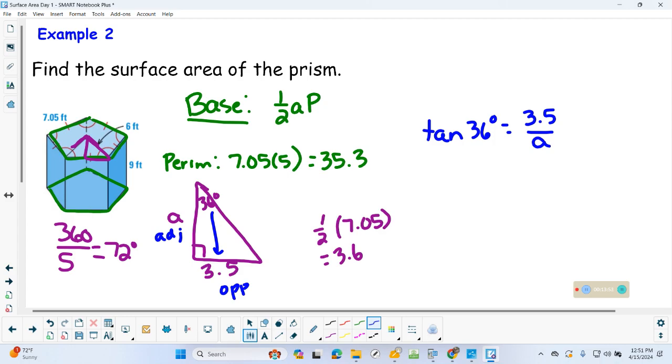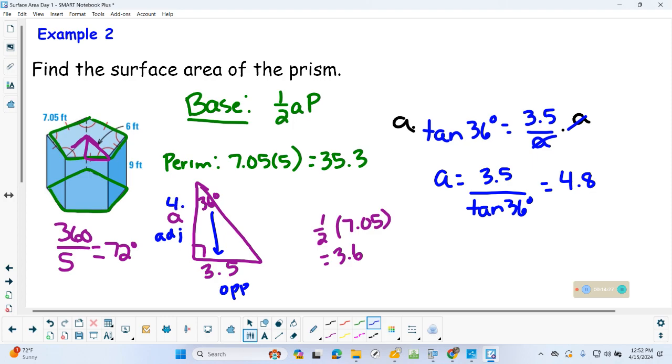Now, we got to do a little algebra to solve this. First, I'm going to clear the denominator. I'm going to multiply by A to get rid of it. Now, really from here, I think most of you could go straight to your calculator. To get A alone, how are you getting rid of times the tan of 36? Divide. So in your calculator, you're going to do 3.5 divided by tan of 36. And I'm scared to see what we get when we punch that in. What do we have? 4.8. So I'm going to label that on my picture.